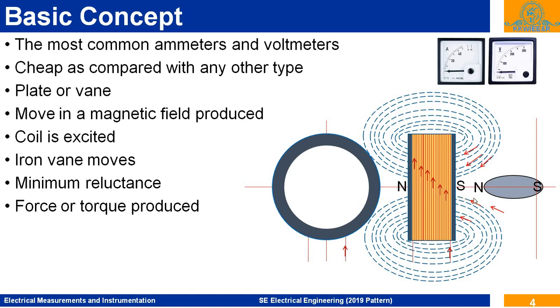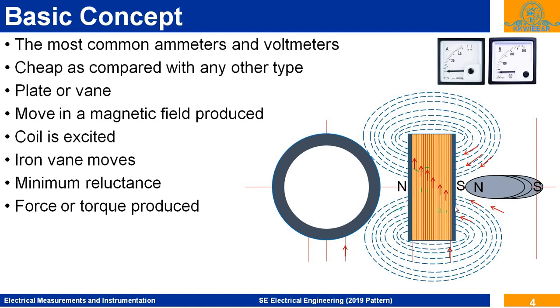And because of this south and north pole, the force or the torque will be produced on this disc, and it will move towards the stationary coil, or it will move in the magnetic field generated by the stationary coil. In this way, there is a movement of this soft iron piece. The torque will be generated and it will move. Here the linear motion is shown.